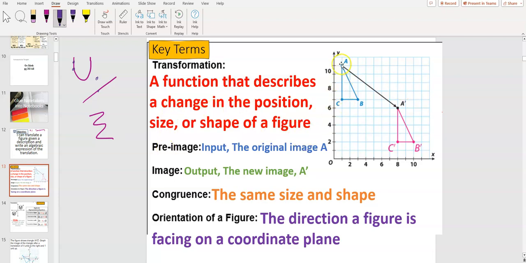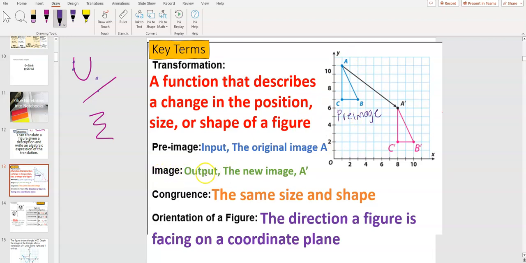All right, so what we see here, some words we need to know about transformations is that transformations have pre-images. That's our input into our function. It's the original image, and we just use regular letters to label that shape. So over here in our example, you would see that this here is a pre-image, triangle ABC.